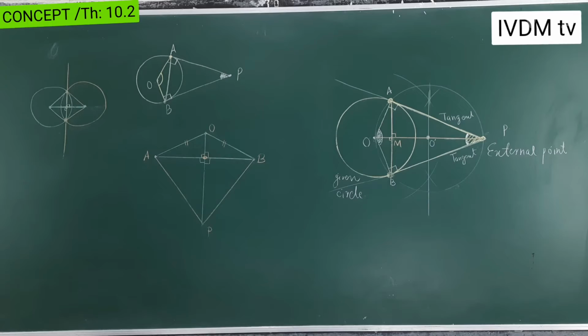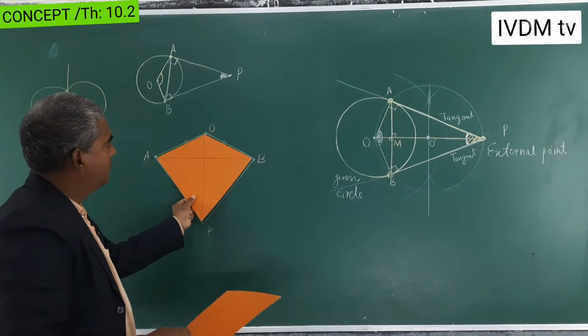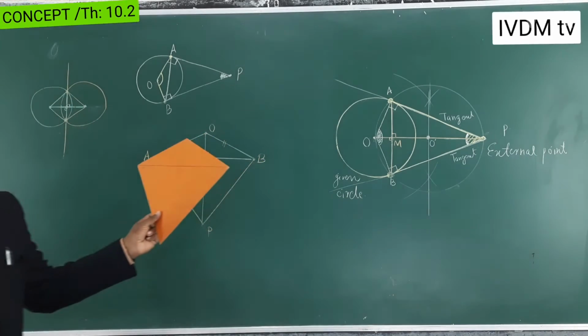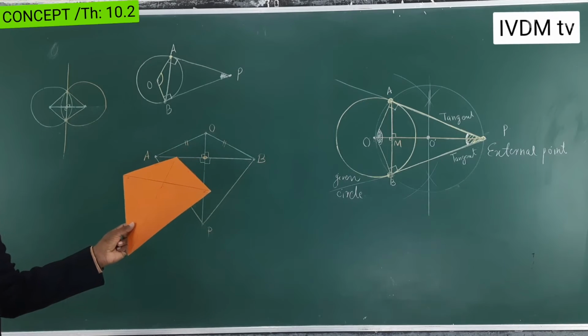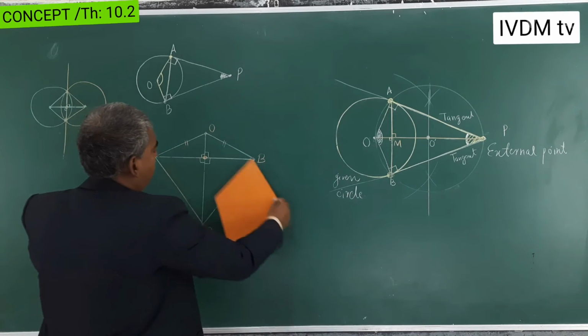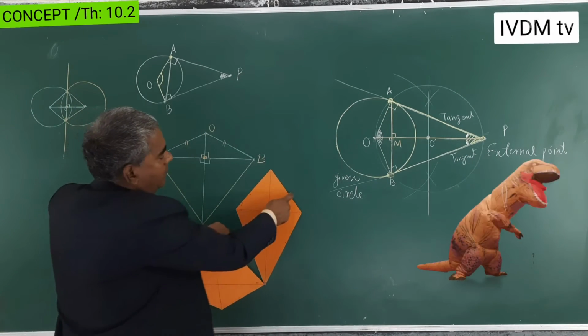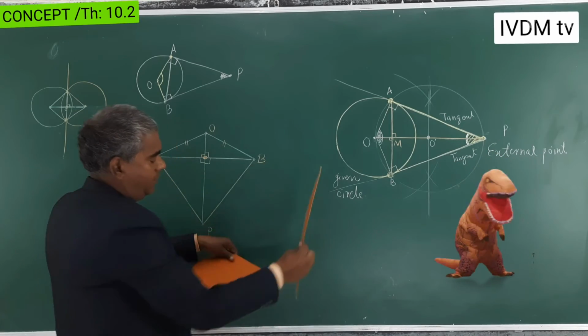This was the kite I have drawn. This is also a kite. This equal to this equal to this one.